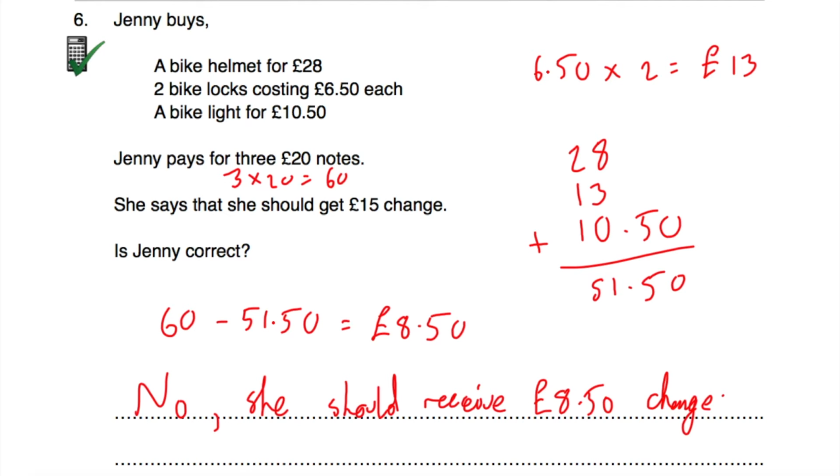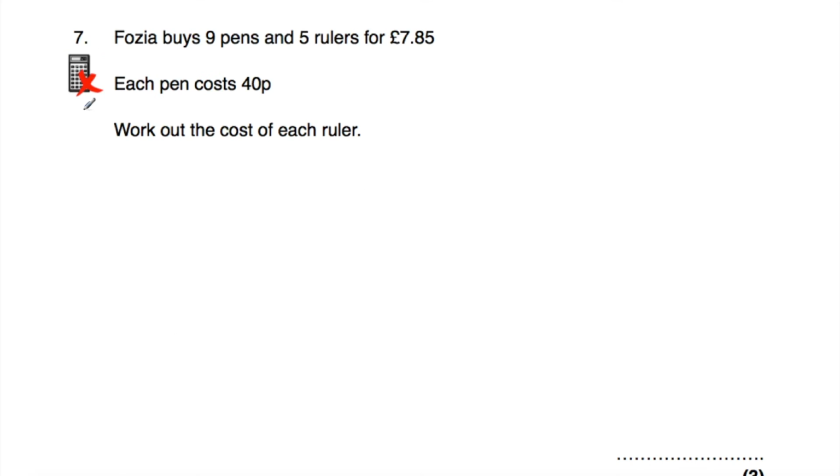Okay, let's look at our next question, question number 7. Okay, so question number 7, it's a non-calculator question, so I've put down my calculator, and it says that Fozia buys 9 pens and 5 rulers for £7.85, and each pen costs 40p. We've been asked to work out the cost of each ruler.